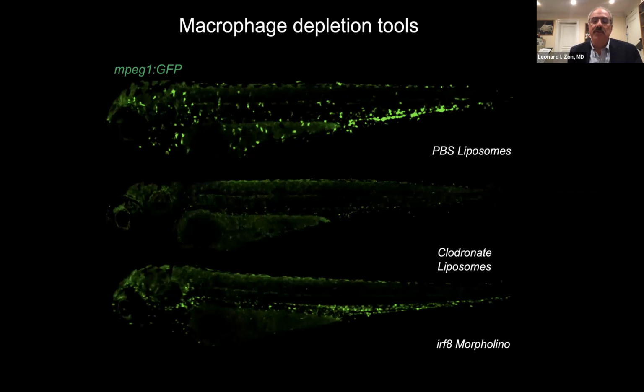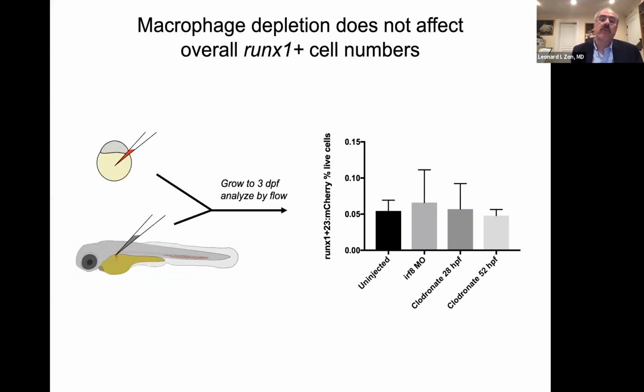So we have a couple techniques where we're able to remove the macrophages. One of the techniques is to feed the fish clodronate liposomes. This is eaten by the macrophages and kills the macrophage. The other is to genetically ablate the macrophages by using an IRF8 morpholino. This gene is required for macrophage development. So when we deplete the macrophages, we don't see much change in the overall number of stem cells in the body of the fish.